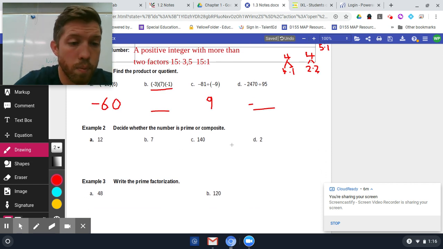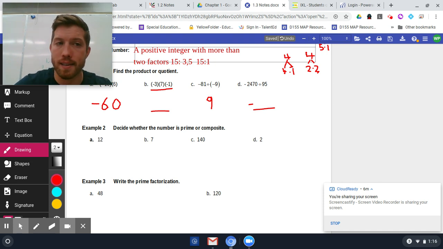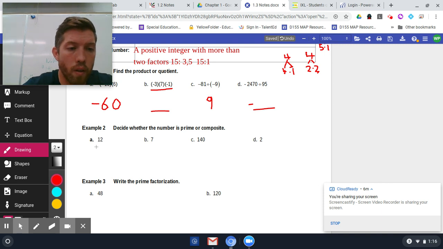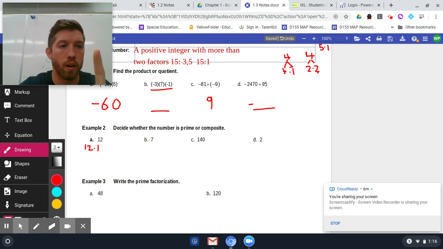All right. So now the next part, we need to decide if these numbers are prime or if they're composite. All right. So the first thing we want to do is we want to think, what other numbers can go into 12? Well, we obviously know 12 and 1 make 12, right? 12 times 1 is 12. So we know for sure that there's those ones. If we can find one other one, then now it is composite.